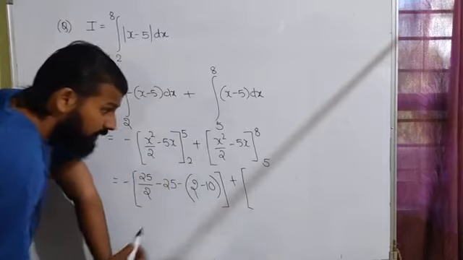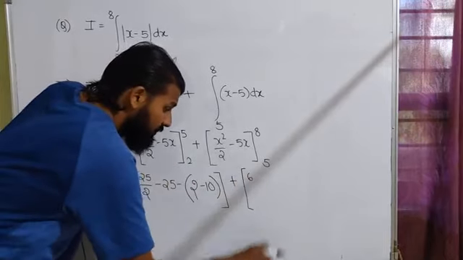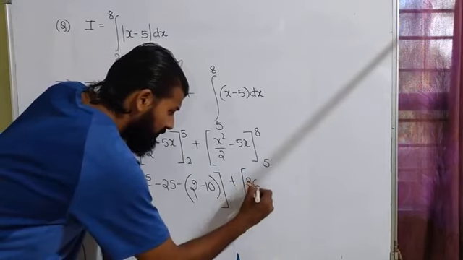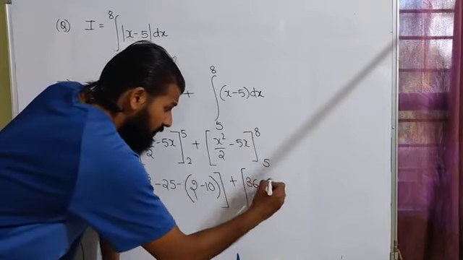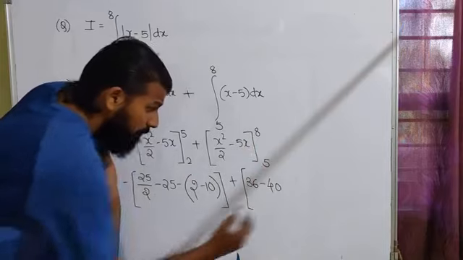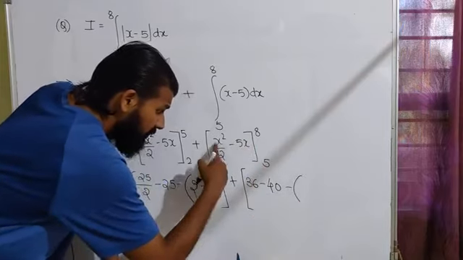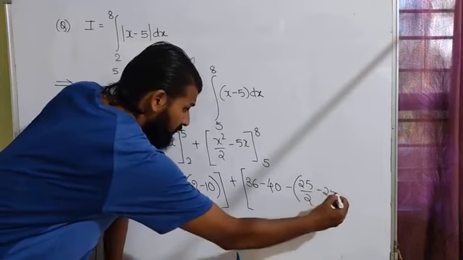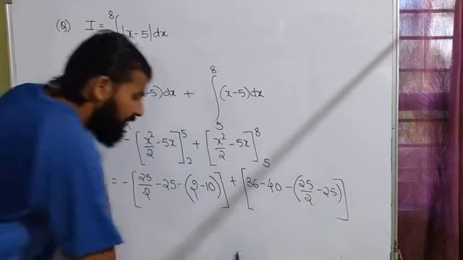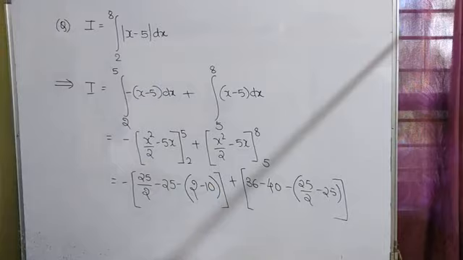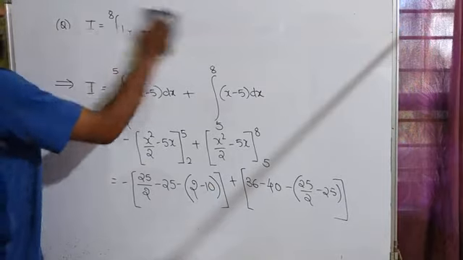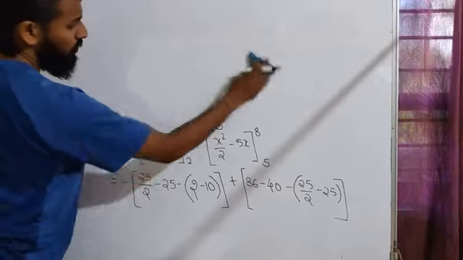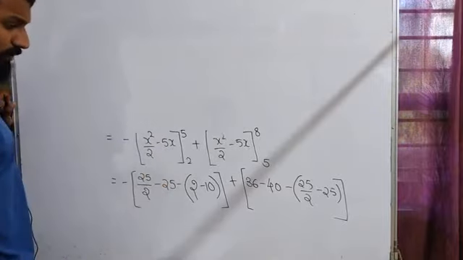And for here, 8 square is 64, 64 by 2 will be 36, right? So we'll write directly 36, and this will be 8 5s are 40, minus 25 by 2 and minus 5 5s are 25, isn't it? Yeah. So let me erase the first step and even the second one. Let's see what we will get.